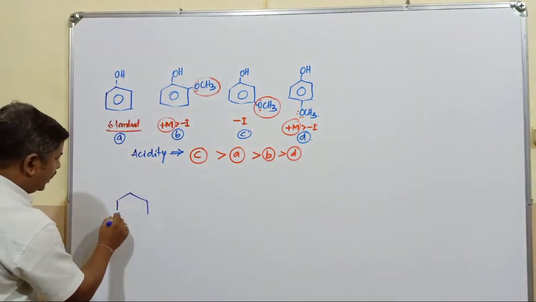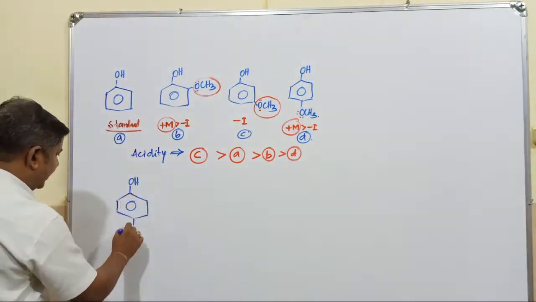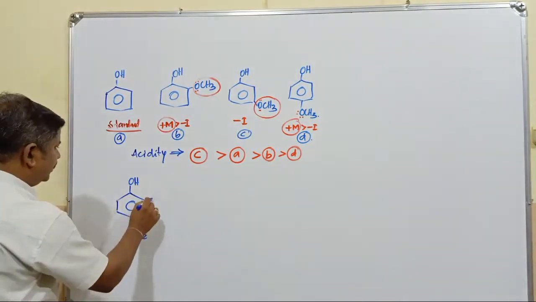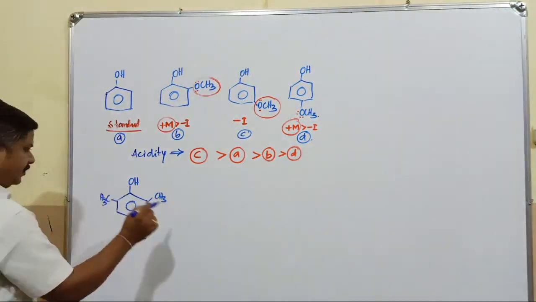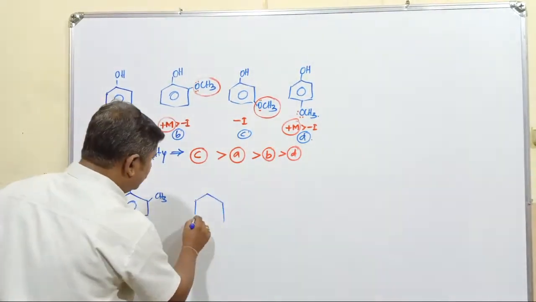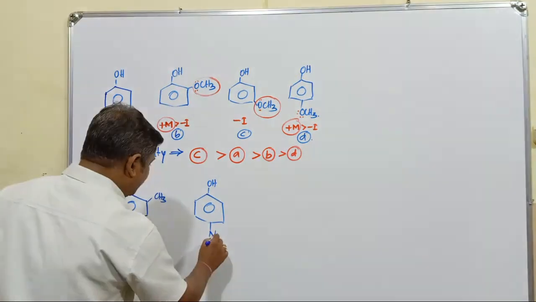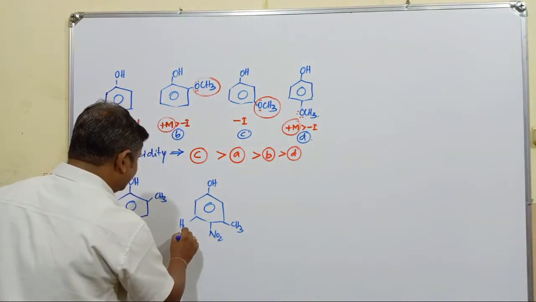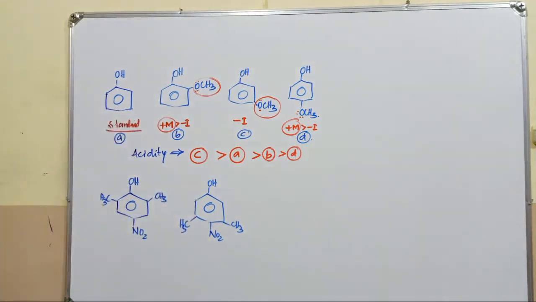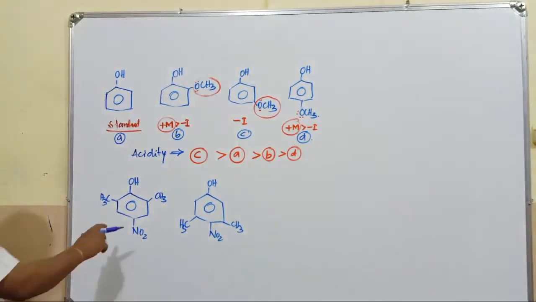And one more set of compounds. This is OH, next one is NO2, this is CH3, and the next one is CH3. Another example: this is OH, next one is NO2, and CH3 is present at this position. One more CH3 is present at this position. Now between these two isomers, these are the compounds having the same molecular formula. The molecular formula of these two compounds is going to be the same.